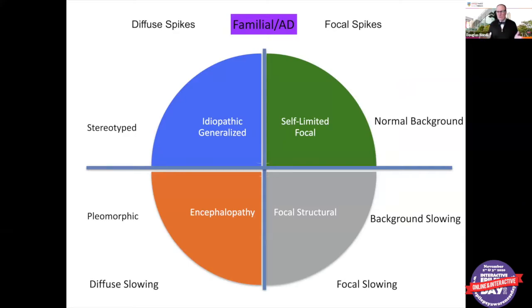This is all of the epilepsies, and you can break them up very simply into epilepsies that are associated with diffuse spikes on the EEG on the left-hand side, and epilepsies that are associated with focal spikes on the right-hand side. On the top are all the epilepsies where the EEG background is normal, and on the bottom where the EEG background is slowed. That's it. If you know the background information and the location of the spikes, you know an awful lot to categorize the type of epilepsy that you're dealing with.